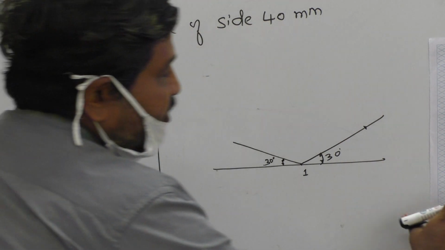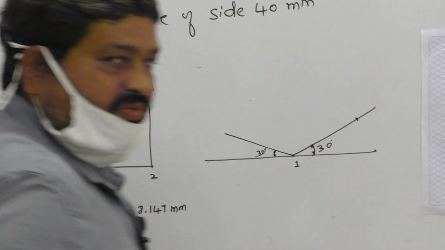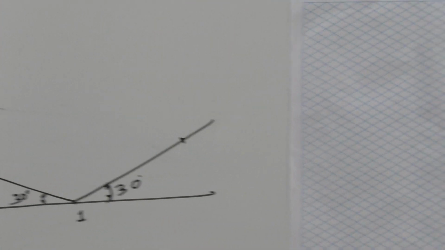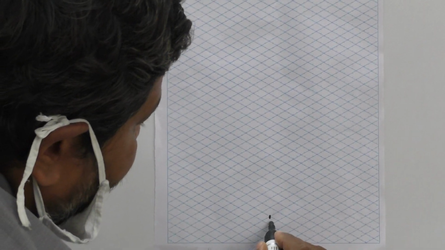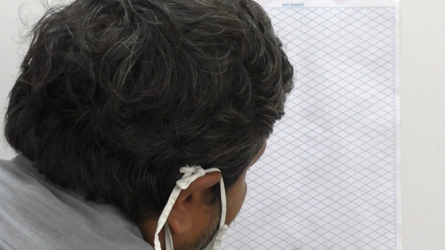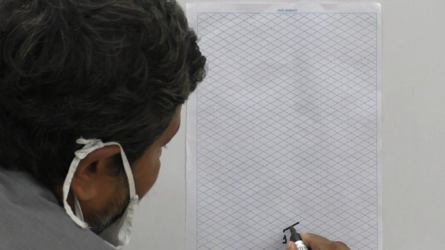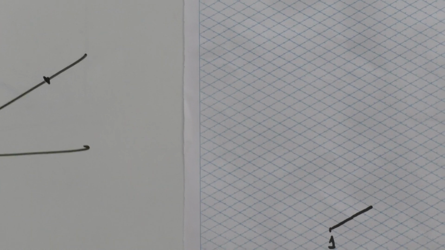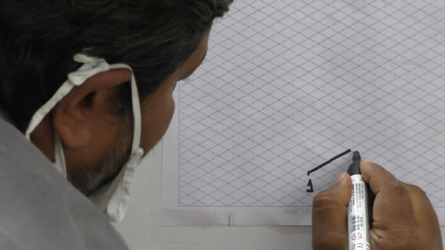So in the iso sheet, he has already given the inclined line, which is converted into iso scale. Here I will take the reference point. This is my reference point 1. With respect to this reference point, I am taking the 4 units. You can see here 1, 2, 3 and 4 units. That means 40 millimeters. Now I will call this corner 2.